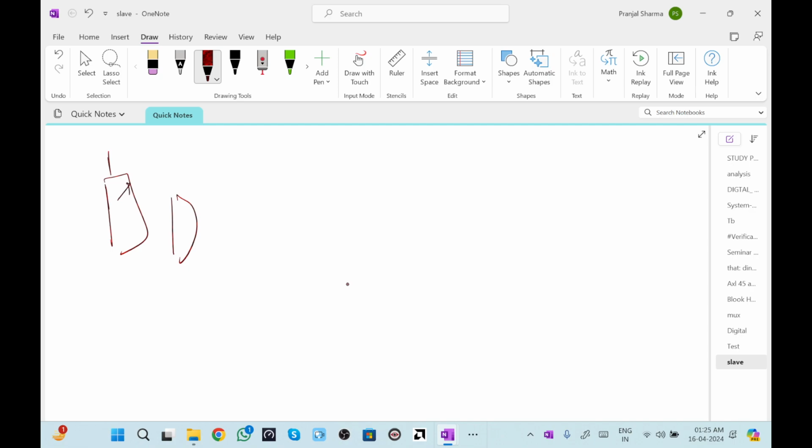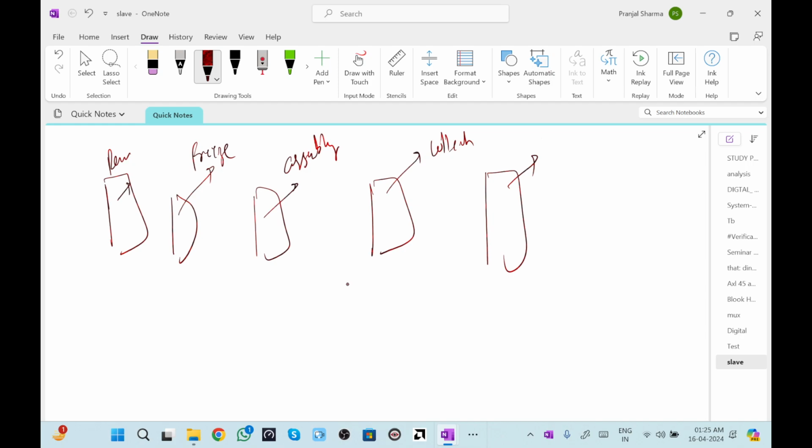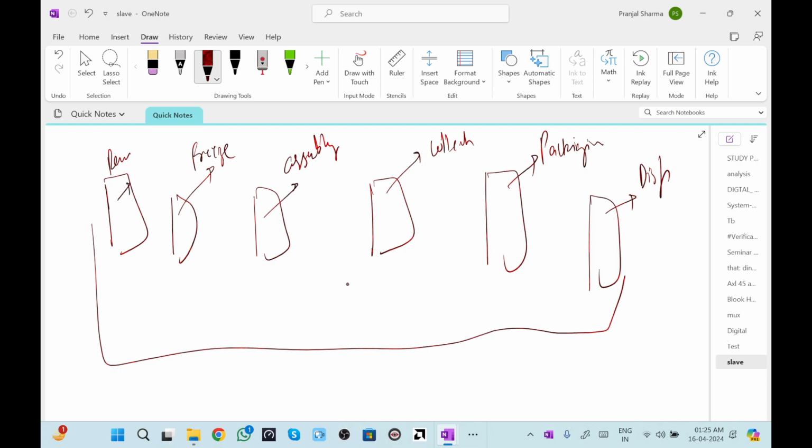Here, the raw chocolate is there, and this is the freezing area. Then we have this assembly area over here, then the collection area, then the packaging area, then the dispatch area. So we can see there are multiple stages through which a product has to pass. Suppose we have a hot chocolate machine over here, which is producing hot chocolate.